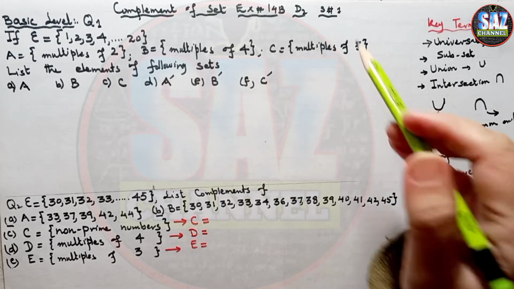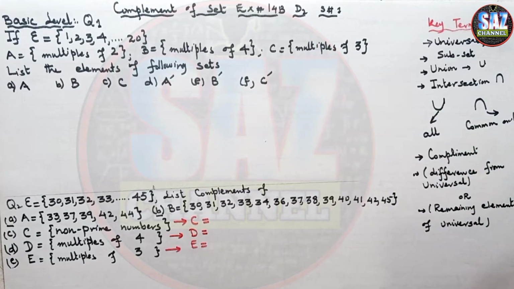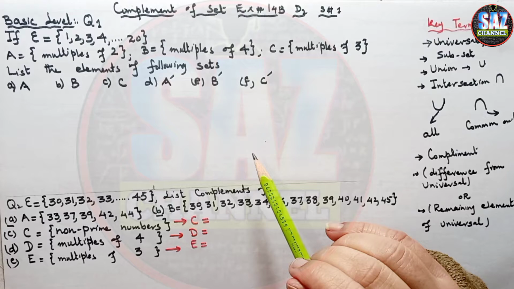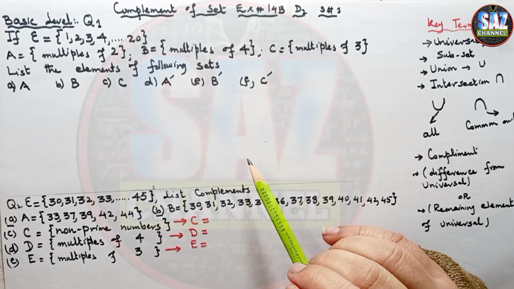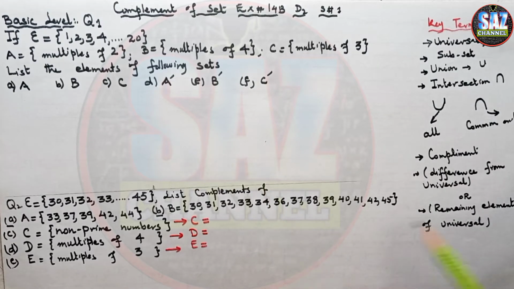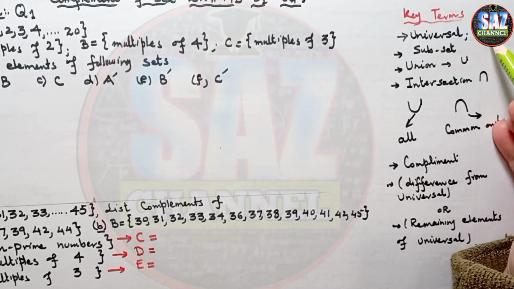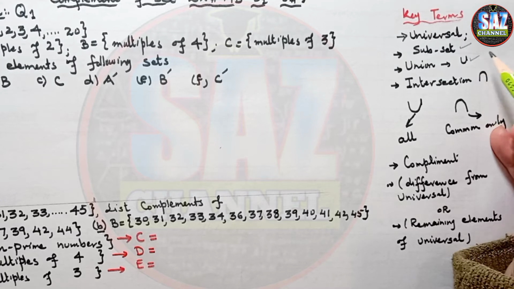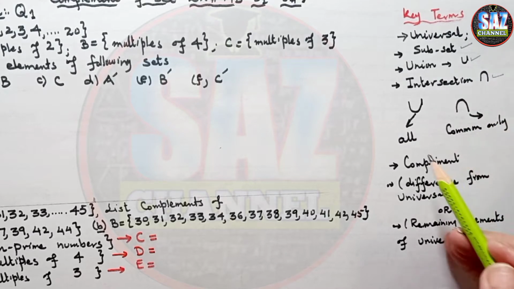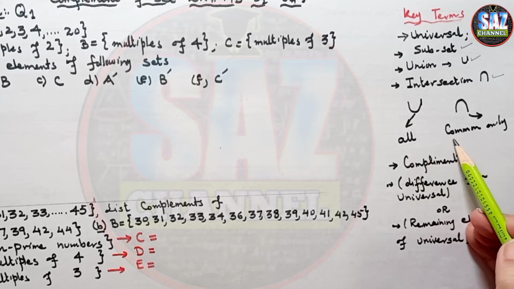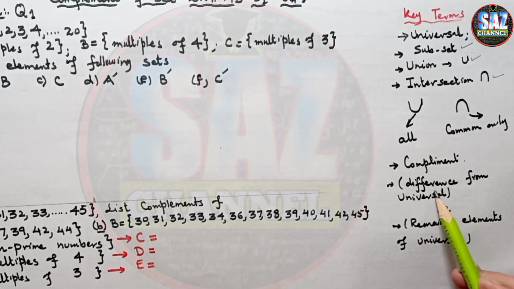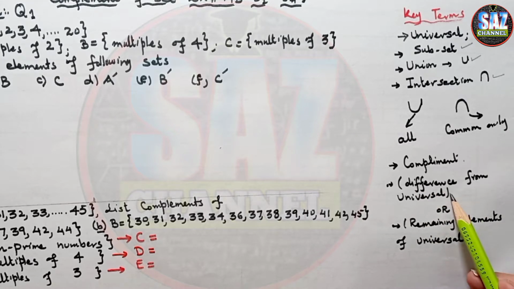This is my first lesson of D2, chapter number 14, exercise 14b, that is about the complement of a set. Before going to the lesson, there are some key terms that we have to understand: the meaning and symbol of universal, subset, the symbol of union, and the concept of union and intersection. Union means all and intersection means the common elements only. Complement means the difference from the universal, or the remaining elements of the universal.